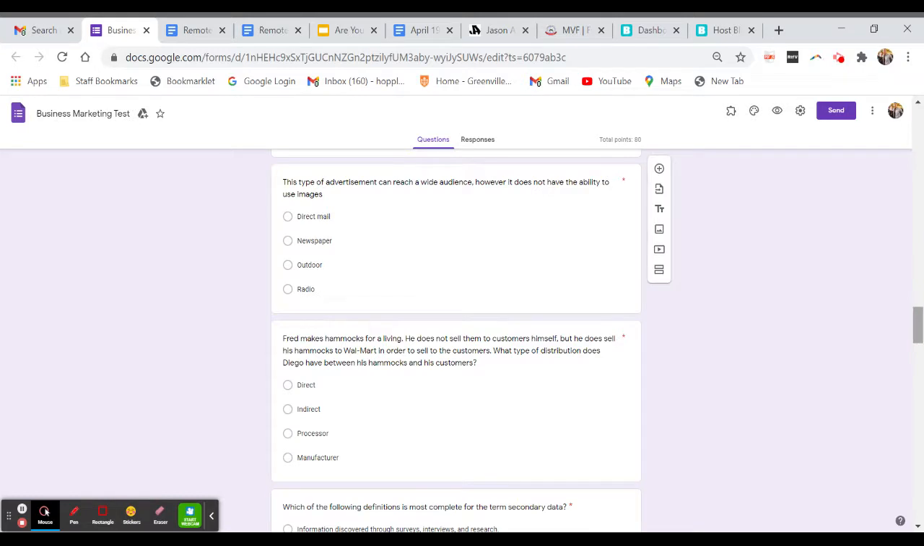This type of advertisement can reach a wide audience. However, it does not have the ability to use images. Direct mail, newspaper, outdoor, or radio.